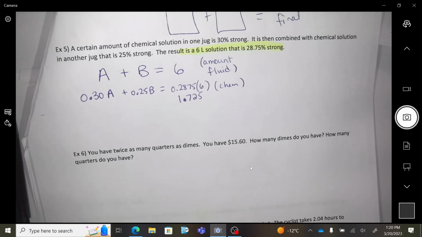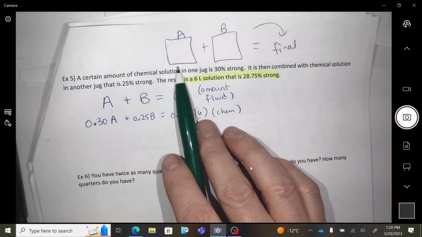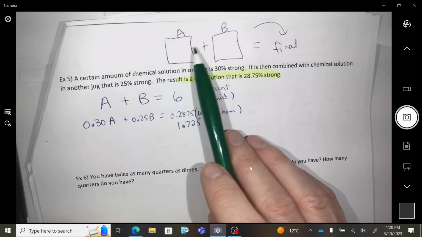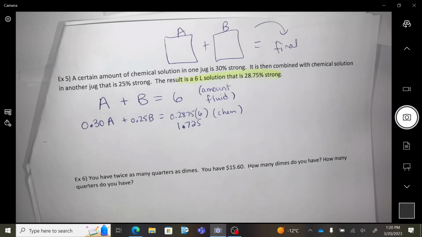What are you trying to figure out here? Like how much chemical is in the water? How much chemical is inside jug A? Or no, sorry, we're trying to figure out how much fluid is in A and how much fluid is in B. Oh. Okay. Yep.